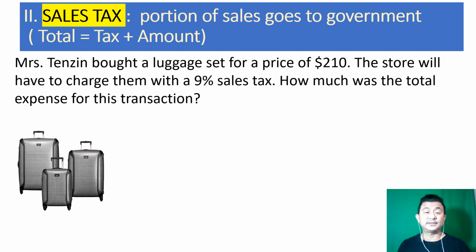Sales tax is the second topic. Think of tax as the portion of the sales that goes to the government. Whatever you buy, the government needs to get something out of it.